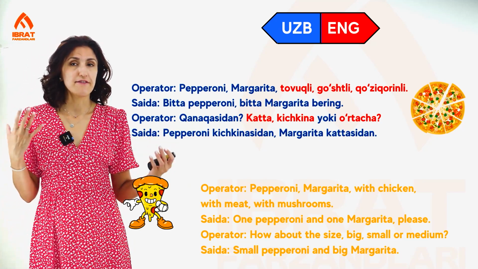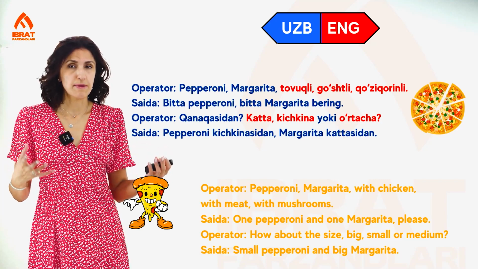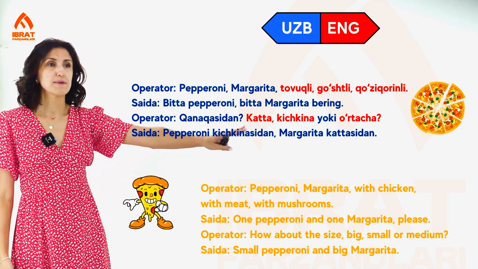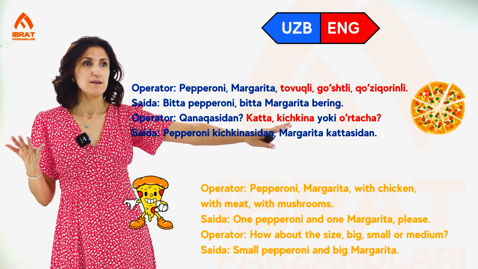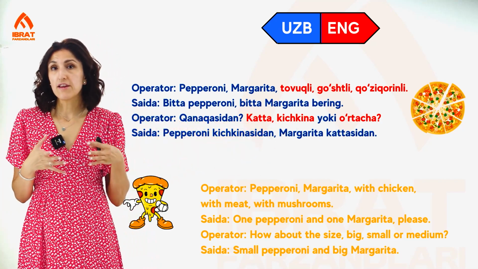And he's not specifying what exactly he means by this question. So the specification is here. Katta, do you need big one, small one, or medium?